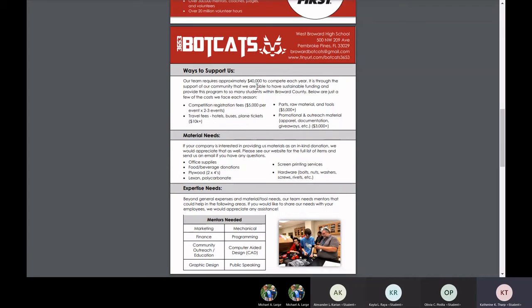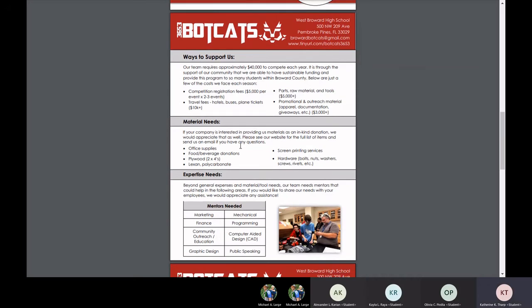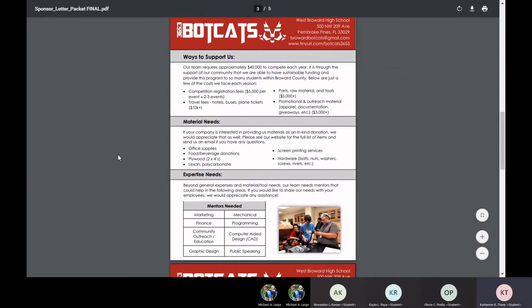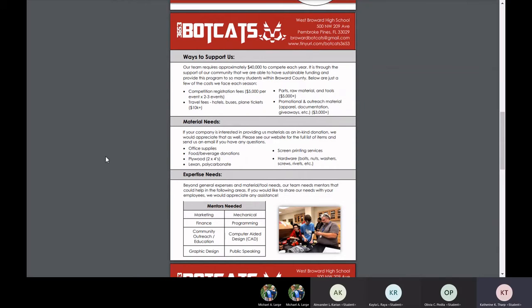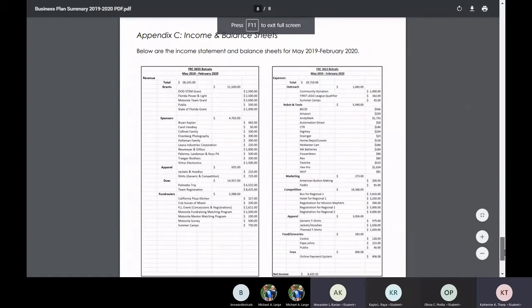It does total around $40,000 for our team to compete each year. So it's very important that we can gain enough funds to be able to support ourselves to compete and also survive as a team. So we have material needs and we've listed them here. And this is our sponsorship packet that we're currently going over, that is always available publicly on our website. And we list different materials that they can provide us with, and then also mentors that the companies can provide us with.